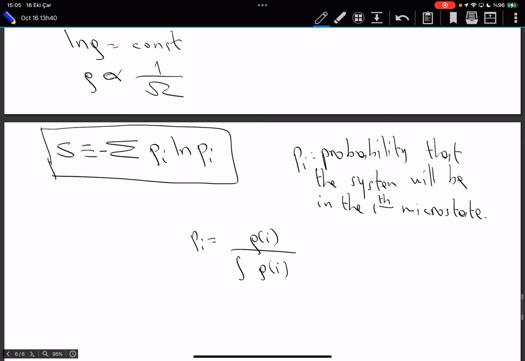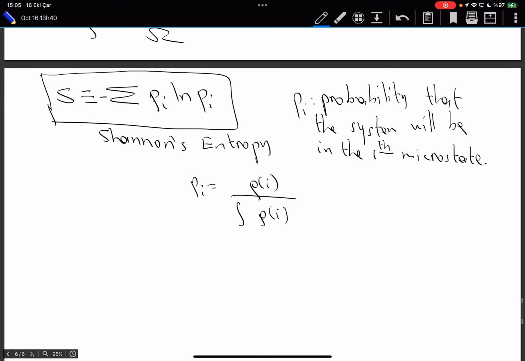Now, from this perspective, this is called the Shannon's entropy. Mainly from information theory, or Shannon basically took it from statistics. Now, let me ask the question. What is the maximum value of S? What should be pi so that S is maximized, keeping in mind that the sum of pi should be constant? Sum of pi should be 1.